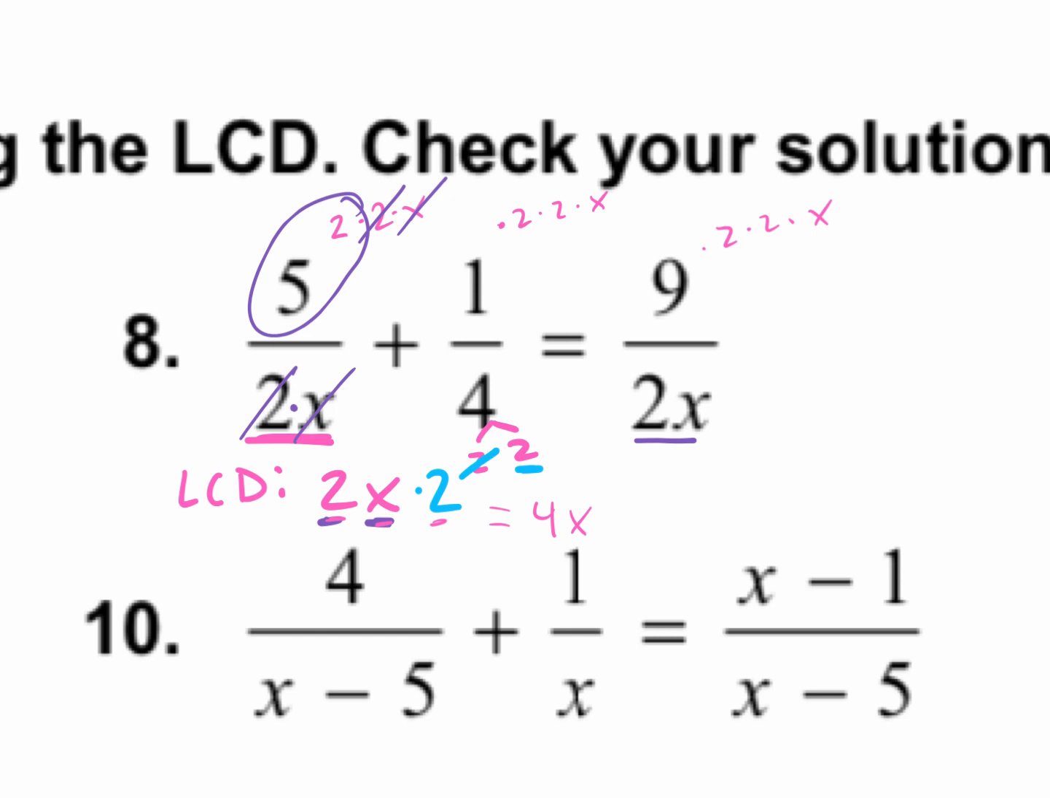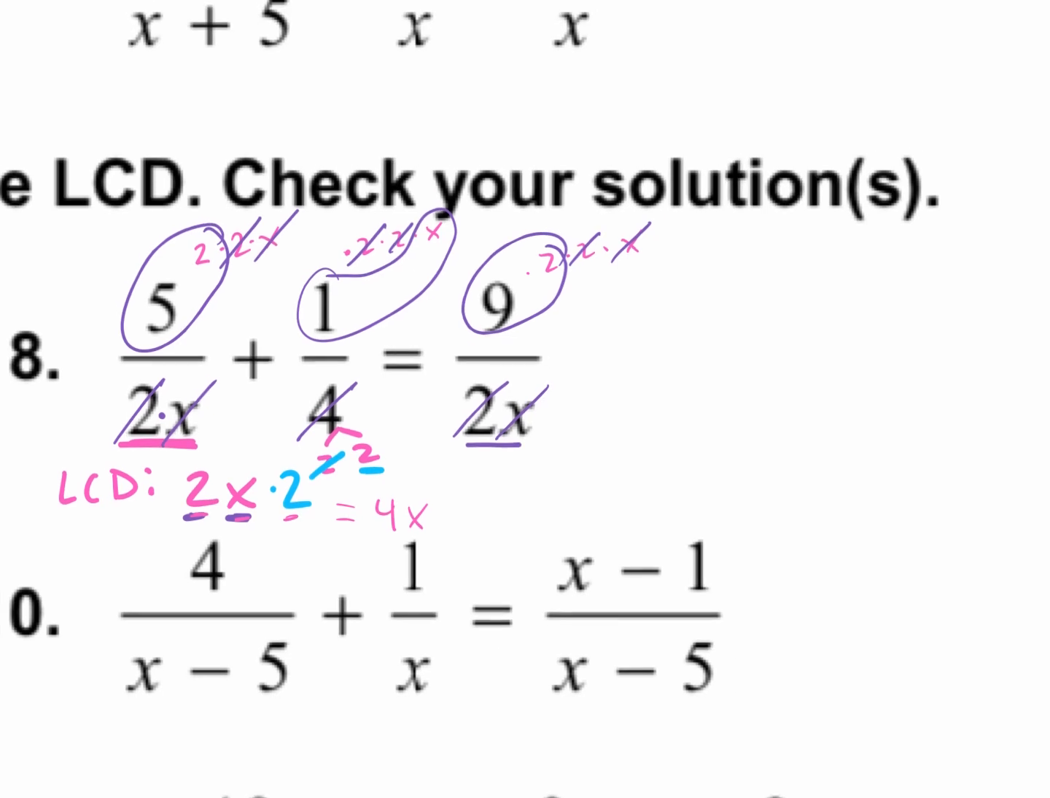In the second fraction, what gets canceled? What cancels out with that 4? Both the 2's. So this would just be 1 times x. And then in the third fraction, what gets canceled? 2 and x. So this would just be 2 times 9. So you're technically just multiplying by what's missing from that denominator. And then you're just looking at the numerators now, because our denominators all just canceled out.